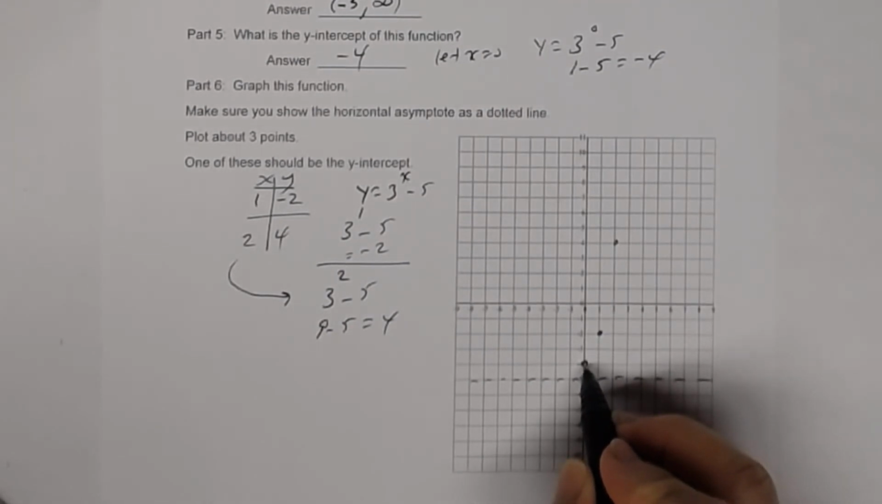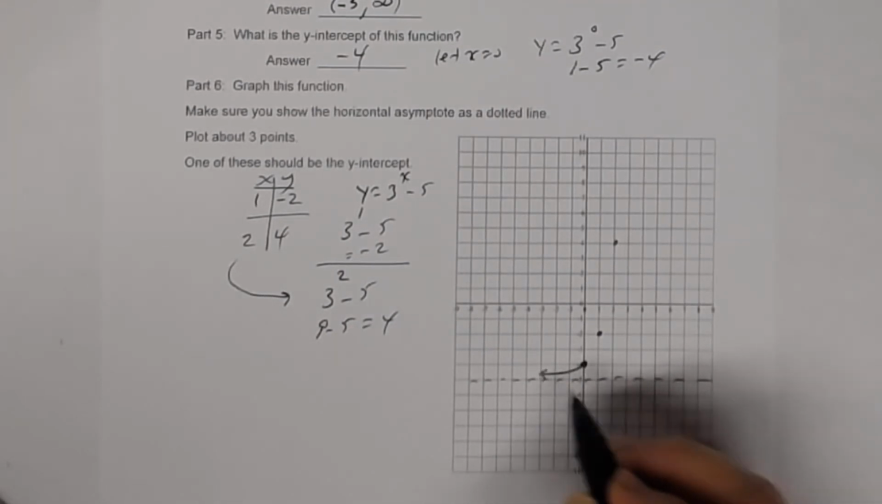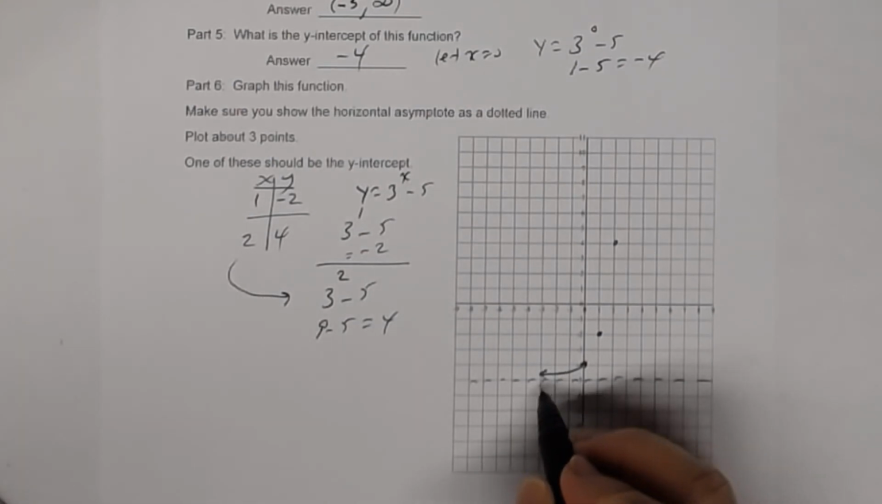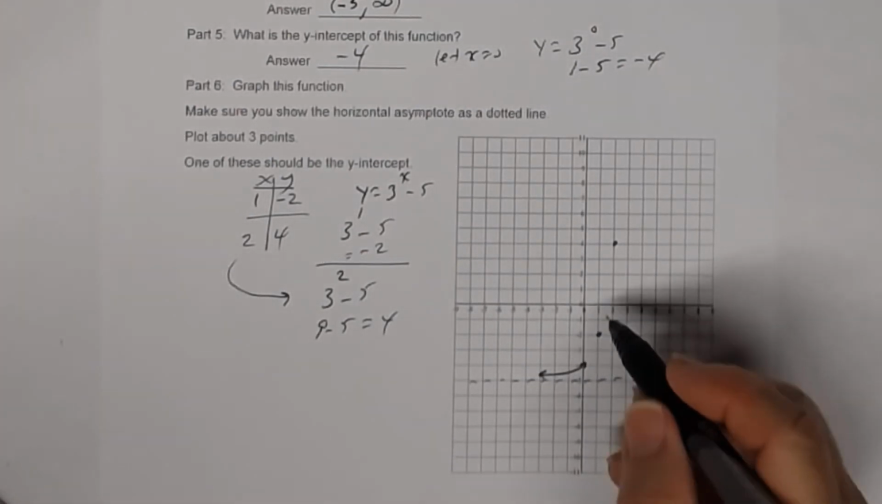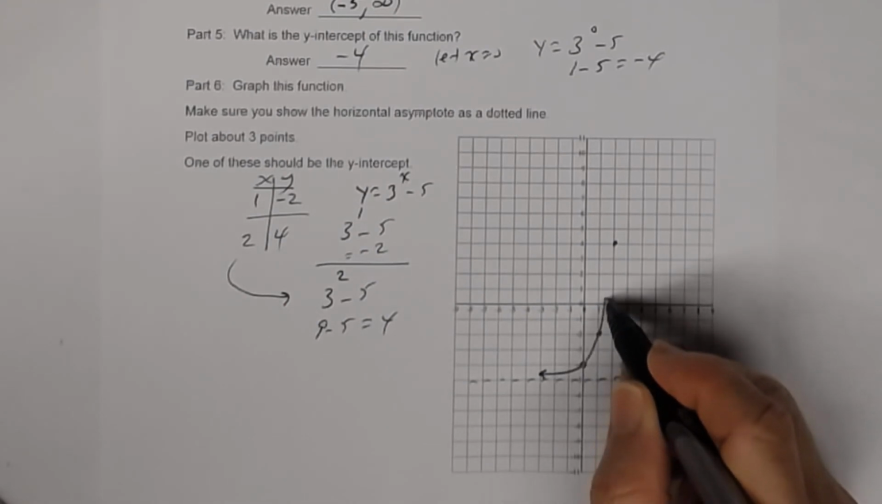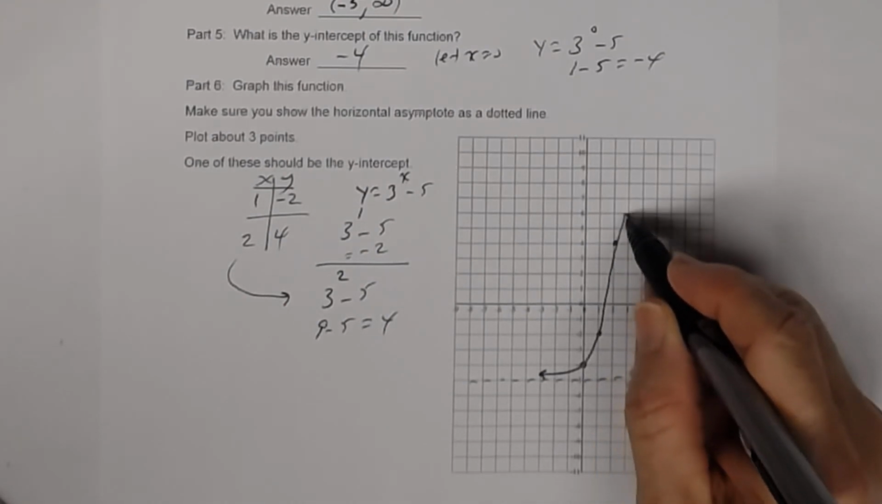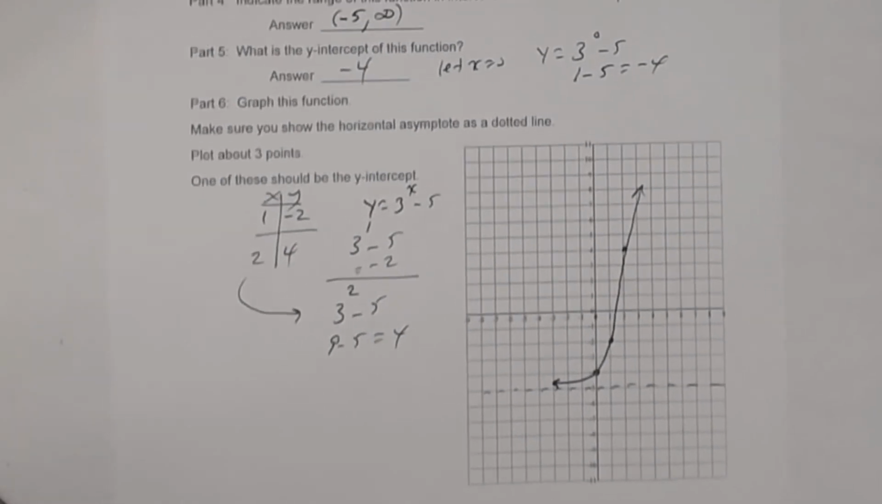I know the graph goes towards the asymptote like this. Don't make it look like it touches or crosses. Just leave it like that with an arrow. And on this side, it rises very rapidly, something like that. And there's your function.